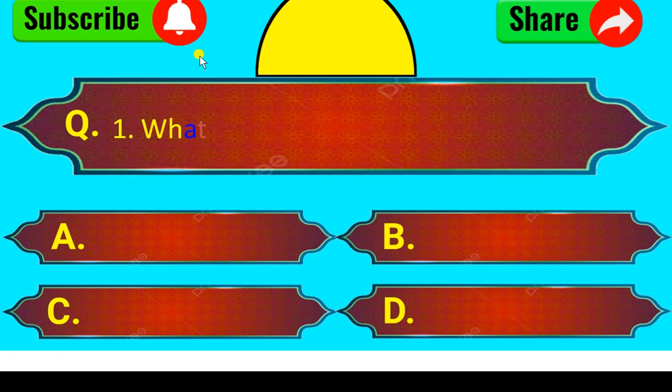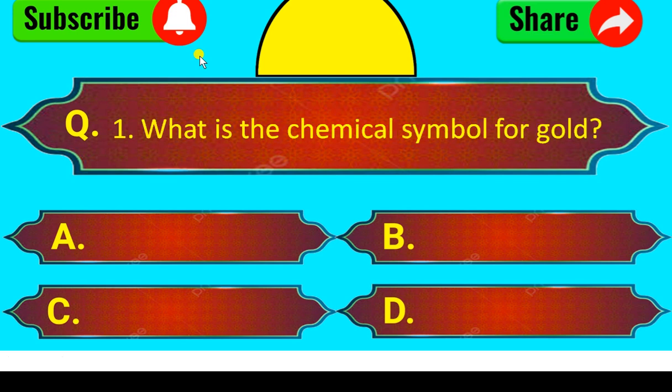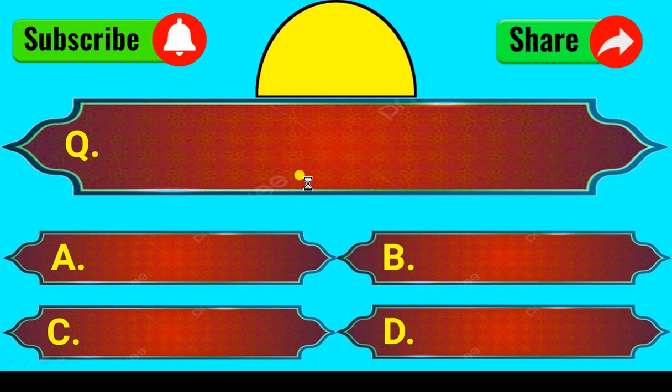Question number 1. Question number 1 is, what is the chemical symbol for gold? Option A, Go. Option B, Au. Option C, Ag. Option D, Gd. The answer will be option B, Au. Next question.